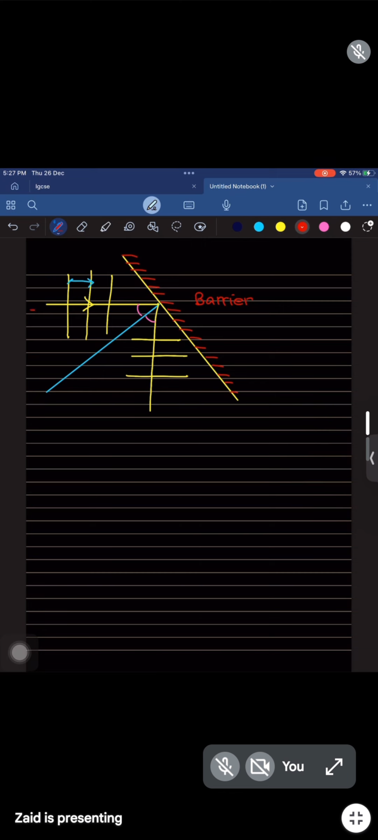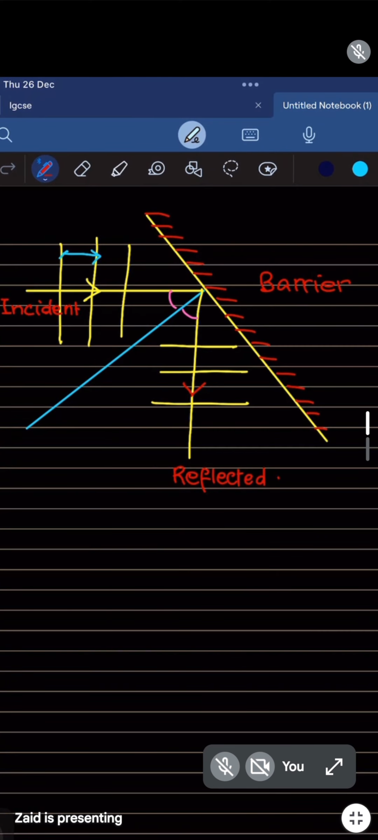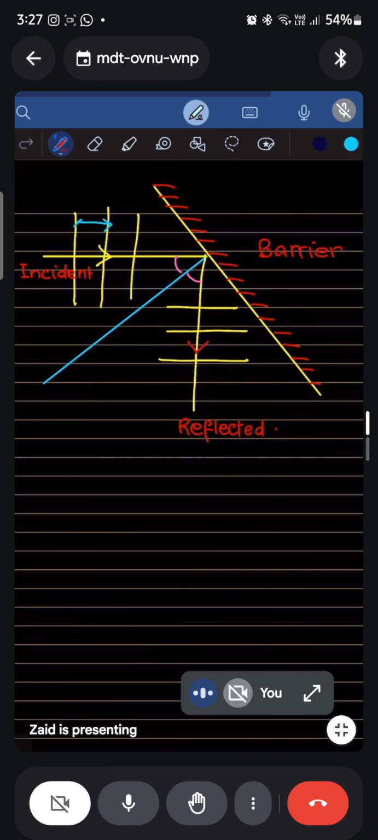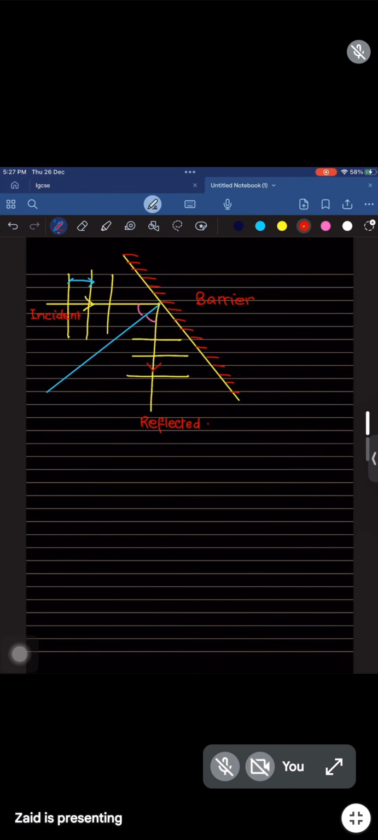So this was the incident wave. Incident is the one which is hitting, and these are the. So don't forget to draw the arrow. Okay, have a note of this. All right, all of you must be done with this.